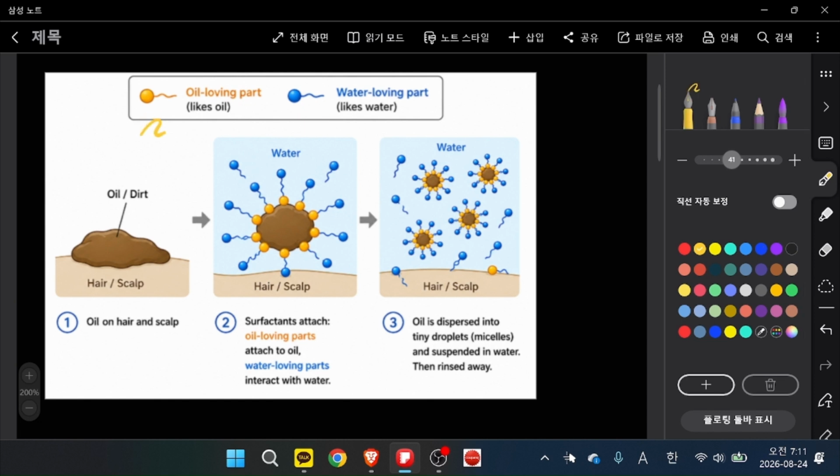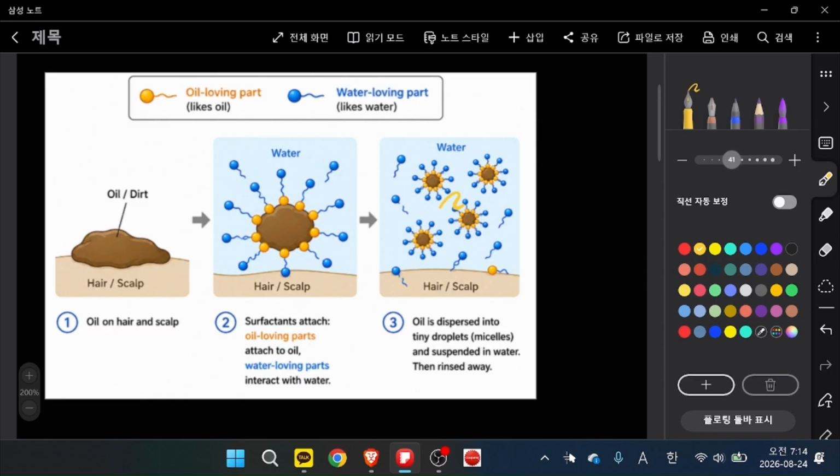The oil-loving part attaches to or interacts with the oil on your hair and scalp. At the same time, the water-loving part interacts with water. The surfactant helps disperse the oil into tiny droplets and keep those droplets suspended in the water. Then, when you rinse your hair, the water can carry those oily substances away.